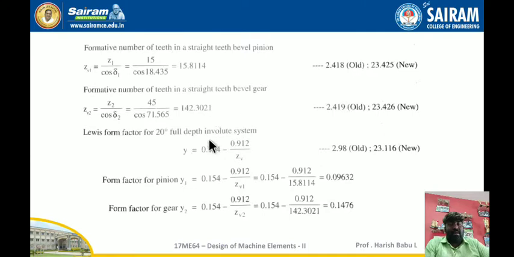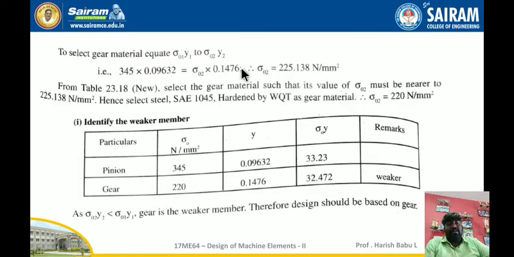142.3021. So by taking the Lewis form factor for a 20 degree full depth, I am going to find out Y1 and Y2. Substituting the ZV1 and ZV2 values, I am going to get the Y1 and Y2 values. By substituting those values in the table, I can clearly see that the sigma naught Y product of the gear is lesser than the pinion. So the gear is the weaker member. The design has to be based on the gear.